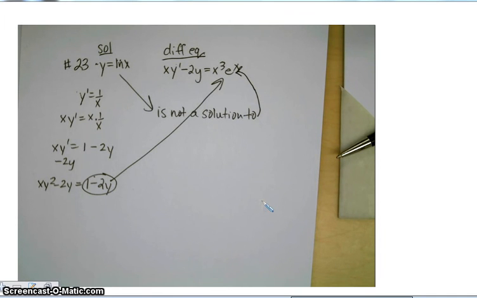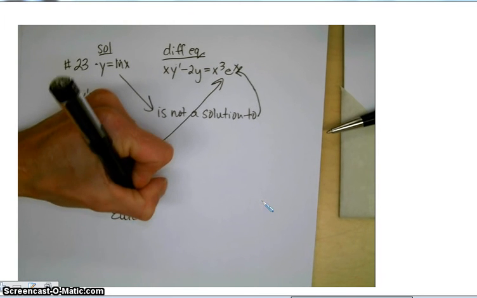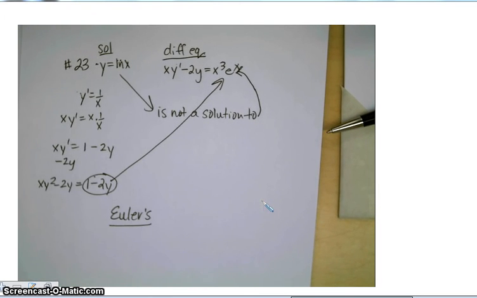So that should cover the first part of section 6.1. We're also going to be talking about slope fields and Euler's method. Those are parts of the Calc AB test, and we'll cover those later.